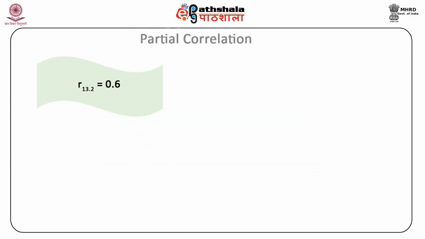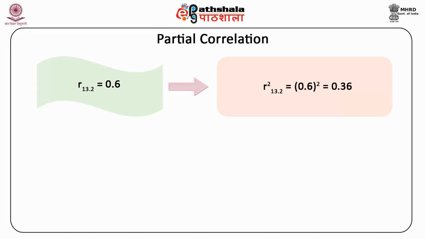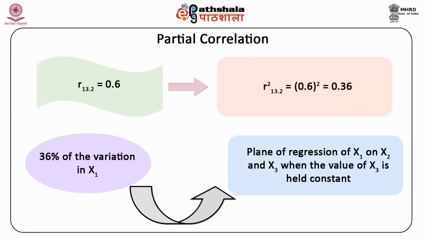If R13.2 is equal to 0.6, then the coefficient of partial determination is equal to R square 13.2, which is equal to 0.6 whole square, equal to 0.36. This implies that 36% of the variation in the variable x1 is explained by the plane of regression of x1 on x2 and x3 when the value of x3 is held constant.